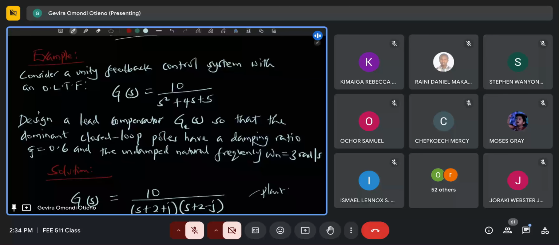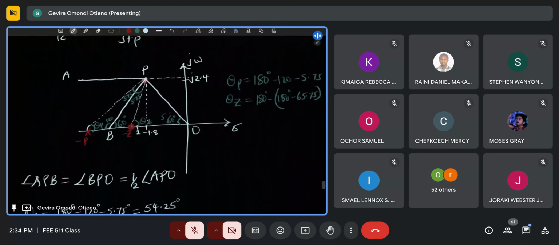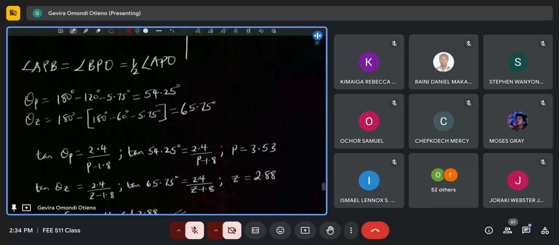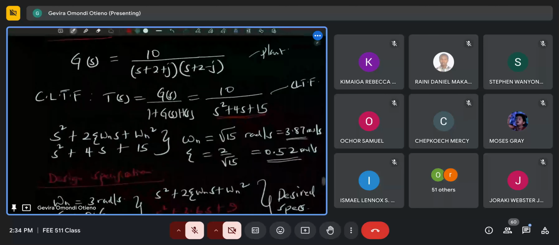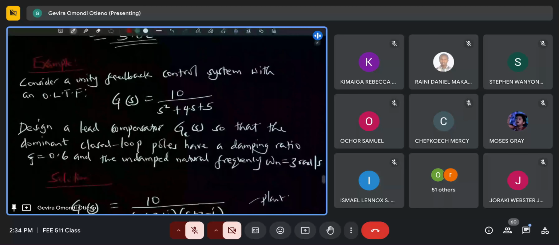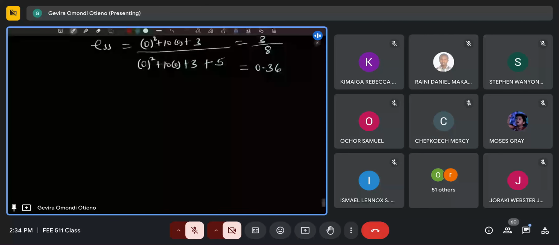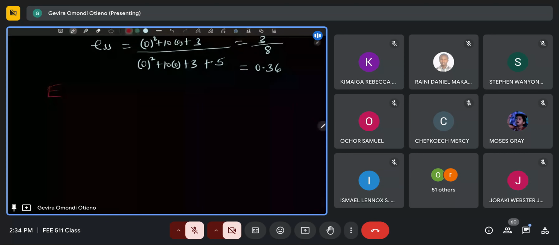So let me rephrase it properly. Let me just see what the transfer function is, because I don't want to come back. The transfer function is 10 over s squared plus 4s plus 5. Okay. So let's do an example. Remember, we are designing this problem using a lag compensator.